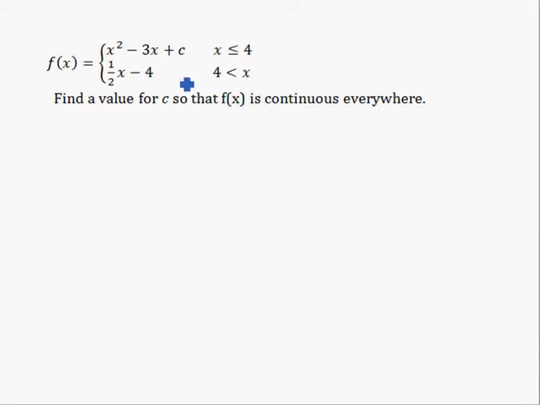We want to find some value for c, which is right here. It's just some number that makes this function continuous everywhere. Well, first let's investigate each piece. The top piece, the first piece, x squared minus 3x plus c.